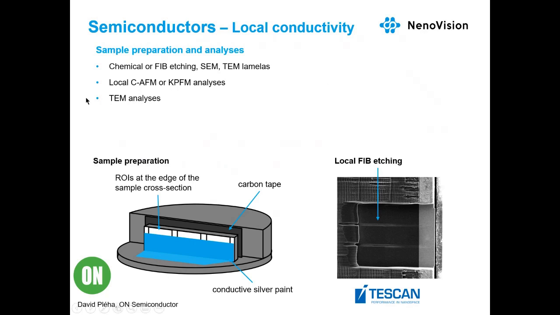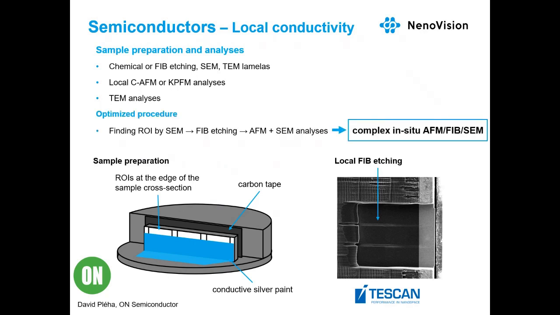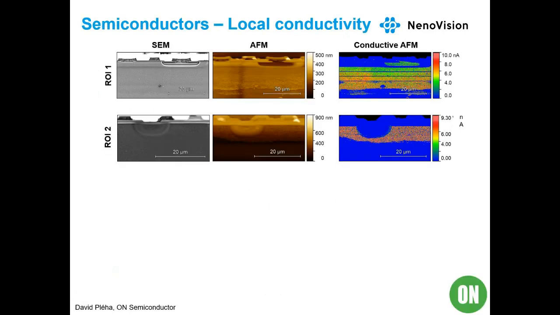As you can see on both pictures, using the combination of AFM, focused ion beam, and SEM is, from our point of view, the optimal tool for failure analysis of such things, because I can precisely localize, make a precise cross section, and then immediately, in situ conditions, analyze it by the AFM. What you see on the picture is two regions of interest. We are measuring the cross section simultaneously with SEM, AFM, and the local conductivity.